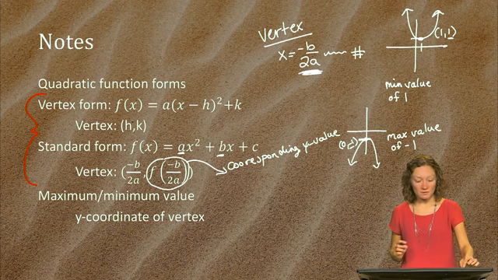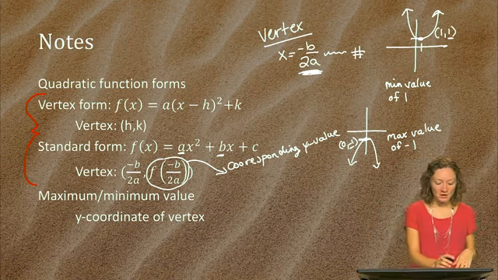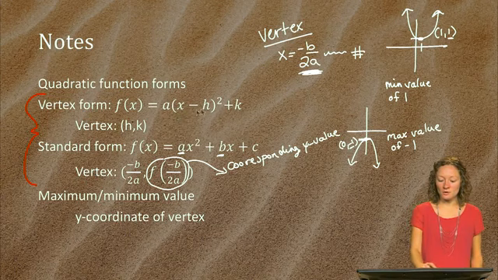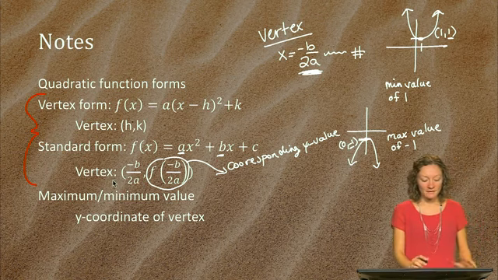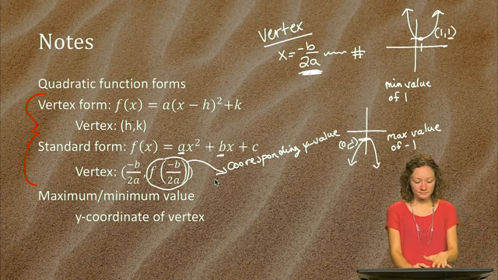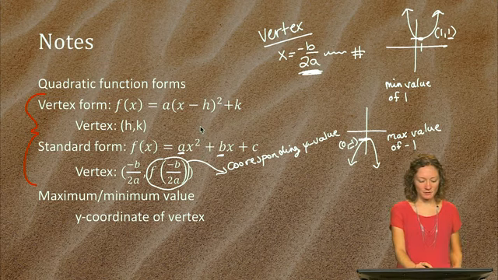The relationship between vertex and standard form, if you wanted to, you could always move from one to the other. To go from vertex to standard form, you would simply expand using FOIL, distribute the a, combine like terms. You would turn your problem into standard form. And if you took standard form and completed the square on it, you would have vertex form. A modified version of completing the square, you could get back to vertex form.